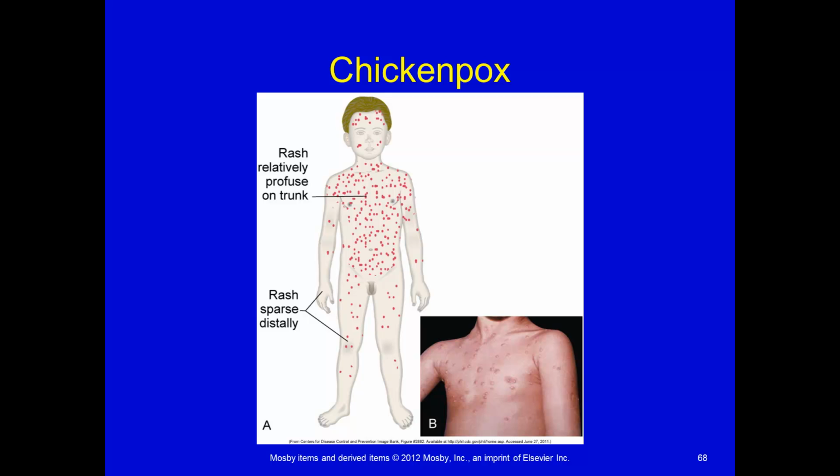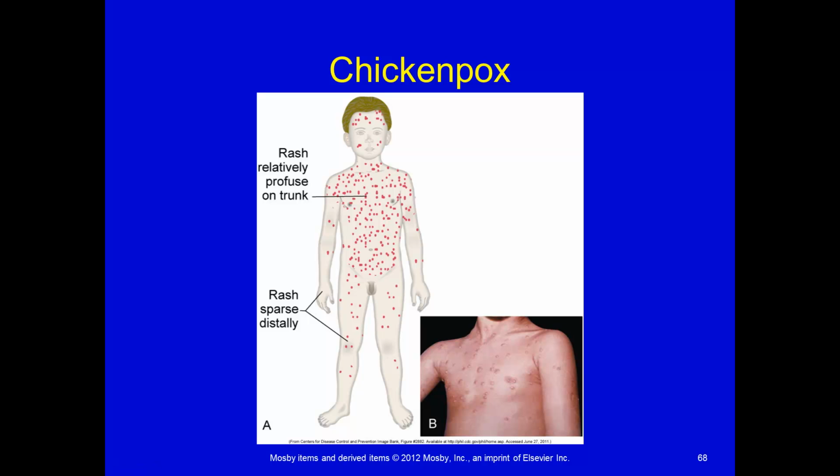And again, here's a chickenpox rash, the way it sort of looks. The rash is relatively profuse on the trunk and a little bit more sparse distally, so on the legs and on the arms. So you're going to see it most on the trunk, the back, the face.